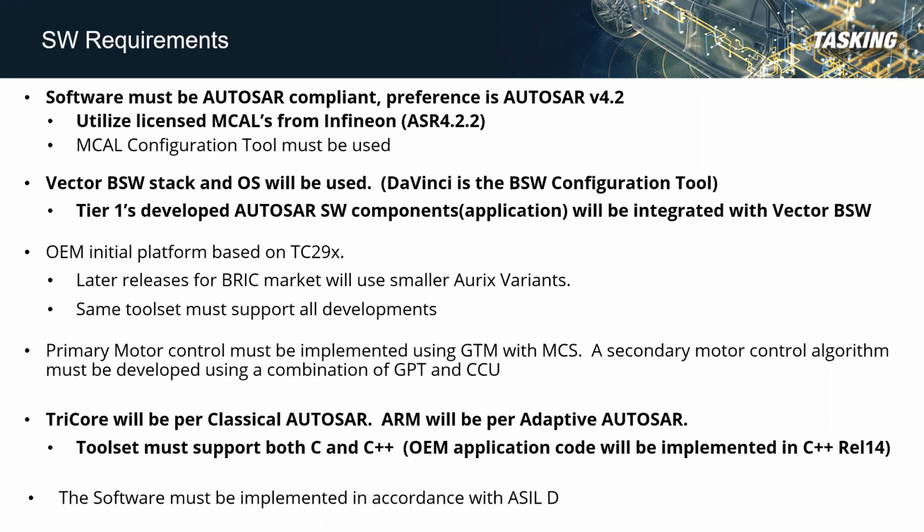And more importantly, remember we talked about this dual lane architecture implementation. So there'll be 2 different microcontrollers in our system. We have our tri-core, the TC29, to support the classical AUTOSAR requirements. And since this is in an ADAS environment, we are going to try to take advantage of the adaptive AUTOSAR as well. And so we will be using an ARM-based microcontroller, POSIC ARM, for that leg of our design.